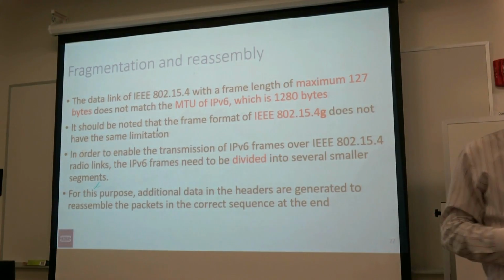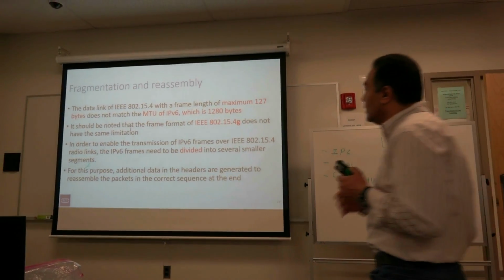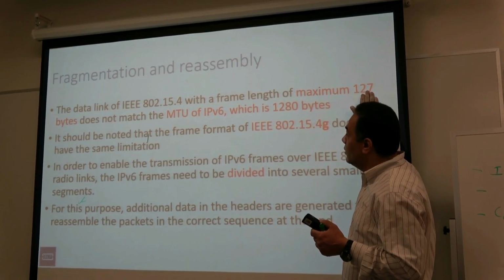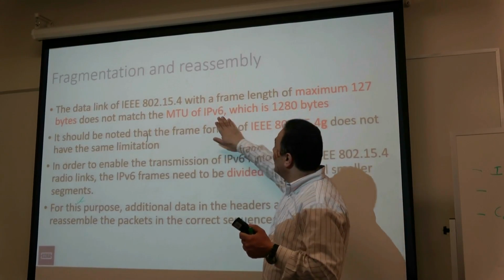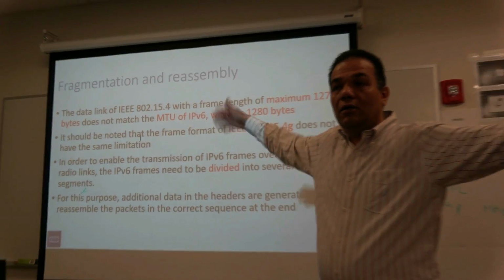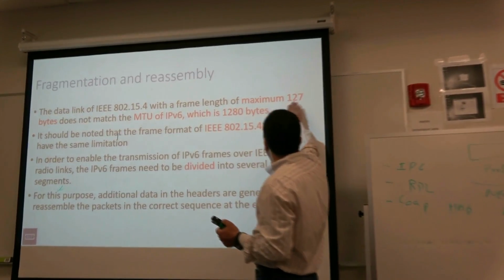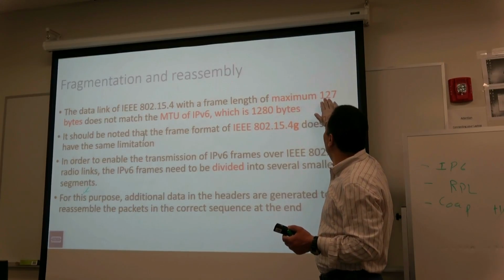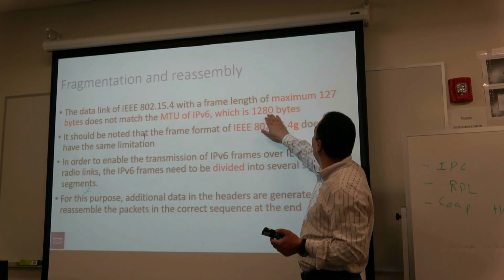Then the other thing, fragmentation. When you have big data, you could fragment it. We spoke about fragmentation in a simpler way before. The data link has a maximum frame length of 127 bytes. But that's way less than the MTU of IPv6. IPv6 could be a big packet, so I could chunk it, I could divide it. The maximum size for the IoT device should be 127 bytes, but the MTU for IPv6 could be 1,280.